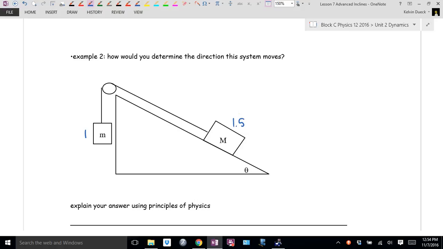Oh, and you know what? It probably depends on how steep the ramp is. If the ramp is really flat, you don't have much pulling downwards. If the ramp is really steep, now you have almost vertical. How can we tell which way this moves? It's a good question. How would you determine which way this moves?